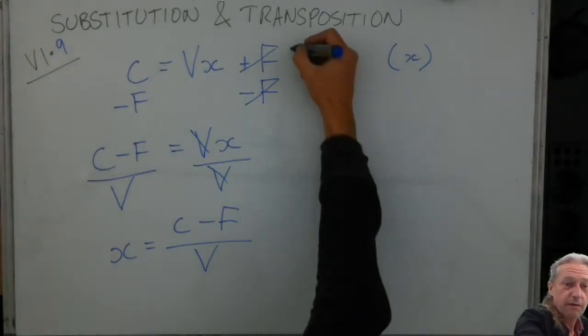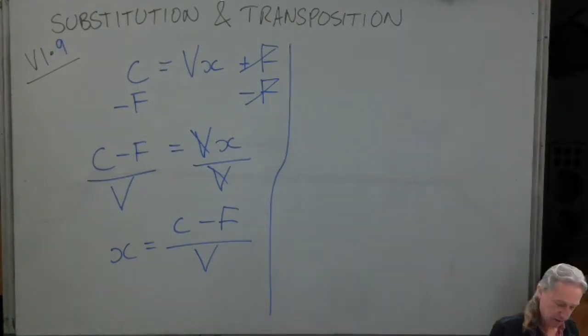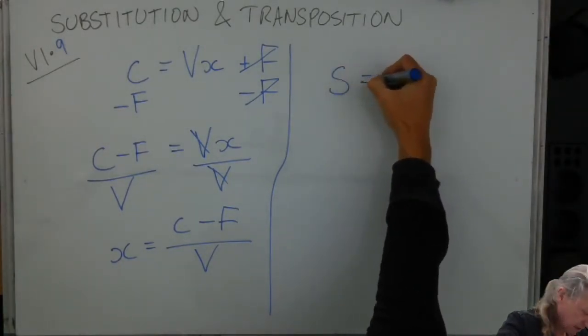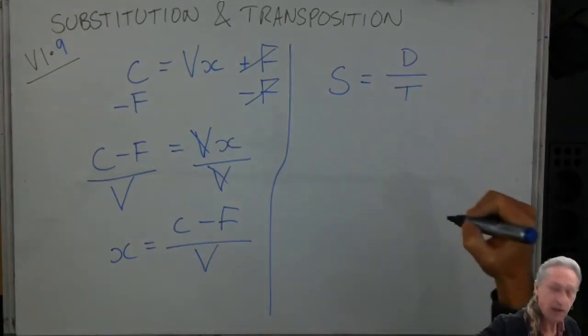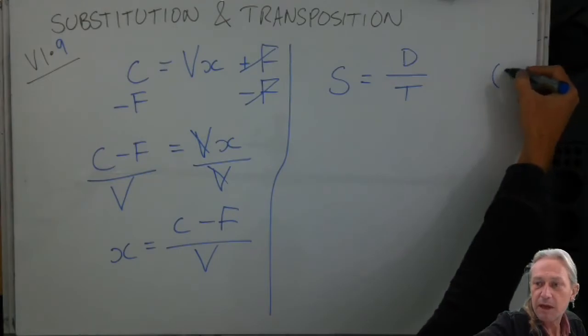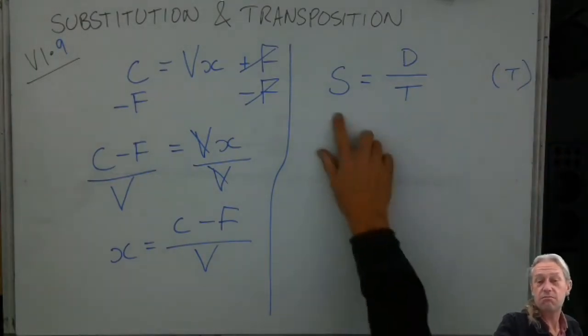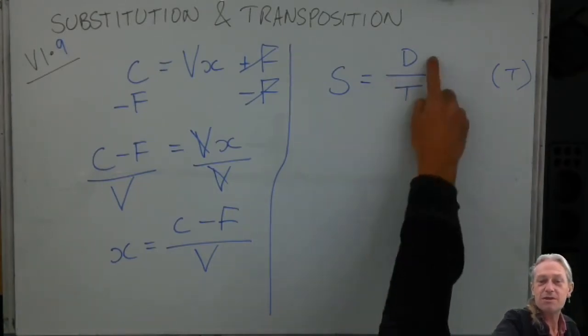Okay, I'll leave that one there. Let's get rid of that. So the next one is s equals d over t. We want to make t the subject. In case you're not sure what this equation is, speed equals distance over time.